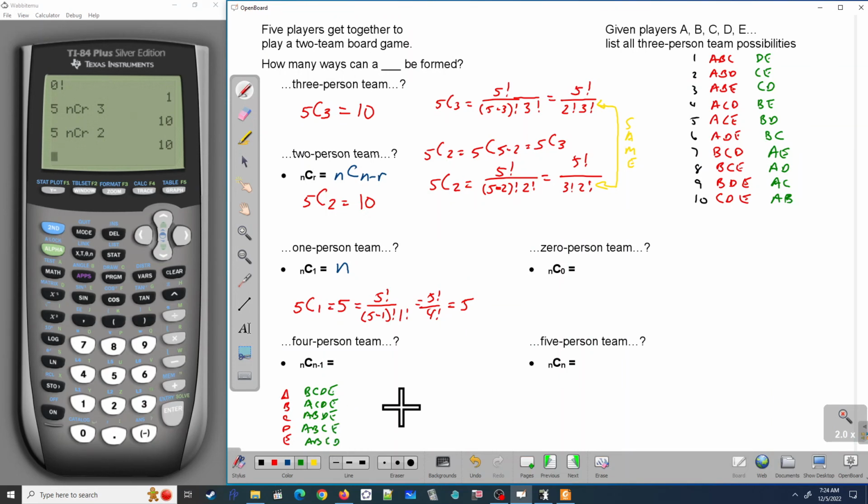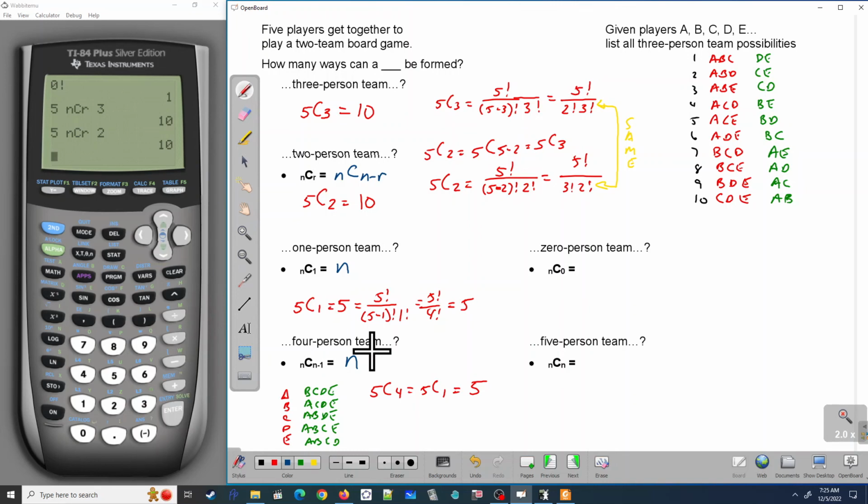And so that's why when I said, how many ways could I have a 1-person team? It was n. How many ways could I have had a 4-player team? Well, 5C4 is the same as 5C1, which is 5. And so this and this are both n ways of doing it.